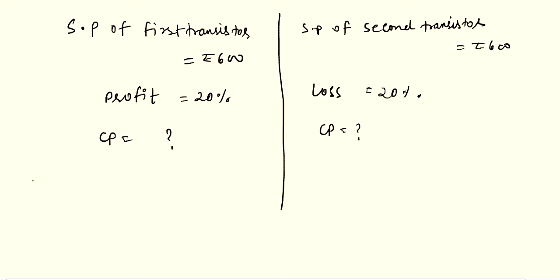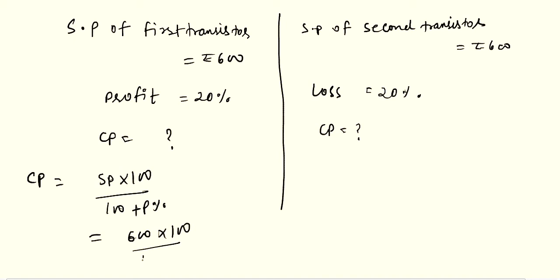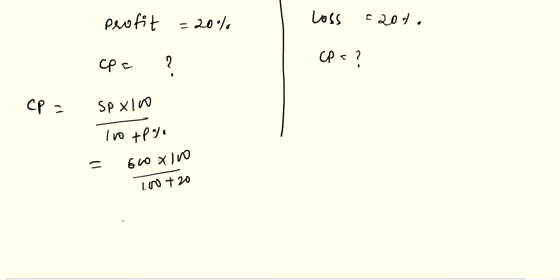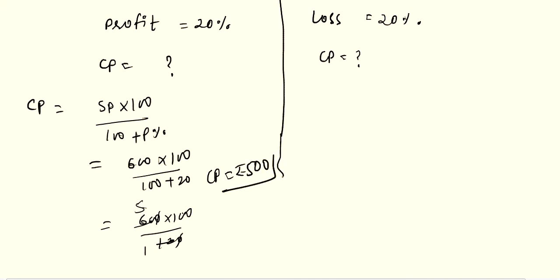CP of first transistor. So as you know, CP equals what? SP into 100 upon 100 if profit, so 100 plus profit, so equals SP 600 into 100 upon 100 plus 20. Okay, so from there 600 into 100 upon 120, 0 and this 0 get cancelled, 12 1 ja 12 5 ja, and 5 into 100 500. So finally CP is rupee 500 for the first transistor.